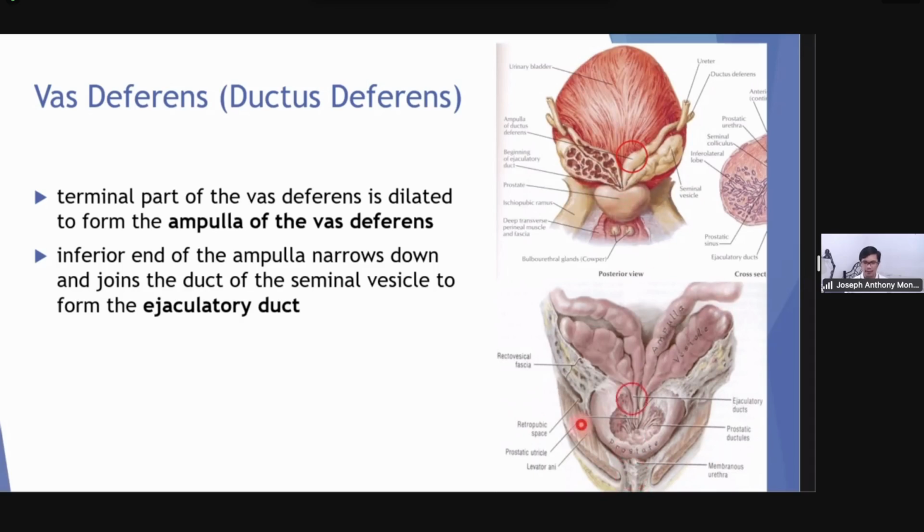If we further cut the posterior view of the bladder in a coronal section, we could now appreciate what I am trying to drive at. As the vas deferens terminates to become the ampulla of the vas deferens, there will be a union of the seminal vesicle and the ampulla of the vas deferens to now become the ejaculatory duct as it pierces the prostate posteriorly. Okay, so take note.